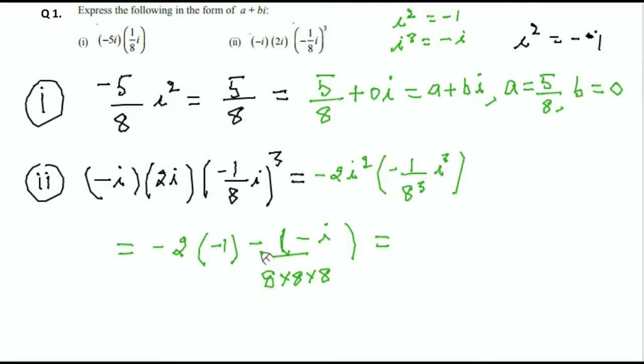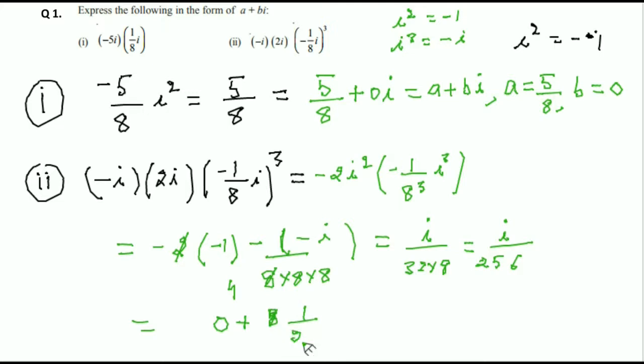Okay, so the minus plus, all will come plus here, and 2 by 4. So here you have iota divided by 32 into 8, so iota divided by 256. So how to write in a plus bi format? You can write 0 plus 1 by 256 into iota. If you compare with a plus b iota, then here a equal to 0 and b equal to 1 by 256. Let's go for the next question.